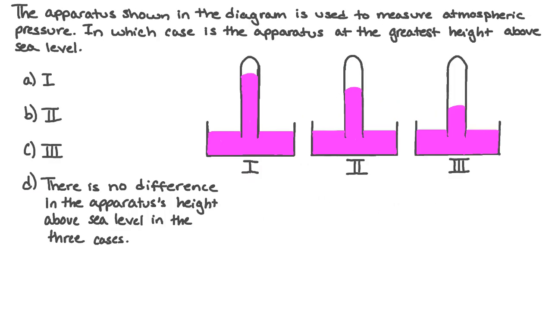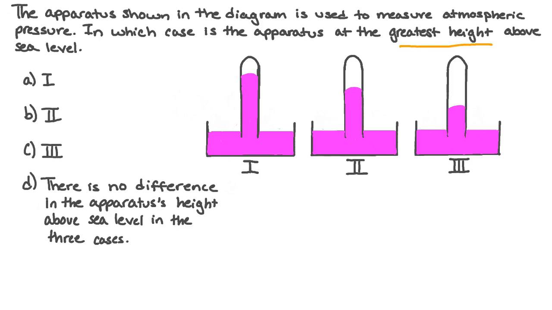The apparatus shown in the diagram is used to measure atmospheric pressure. In which case is the apparatus at the greatest height above sea level? A, Roman numeral 1. B, Roman numeral 2. C, Roman numeral 3. D, there is no difference in the apparatus's height above sea level in the three cases.